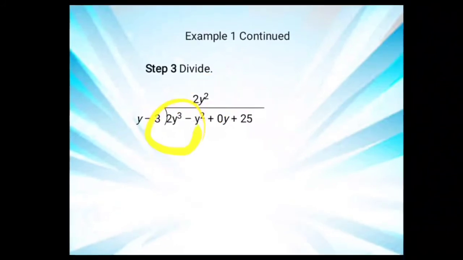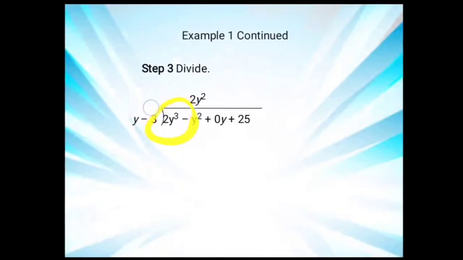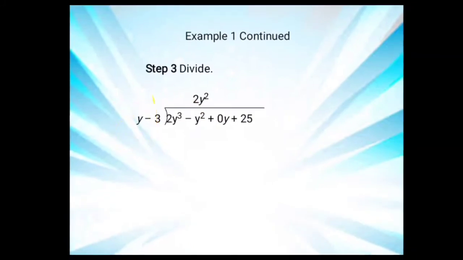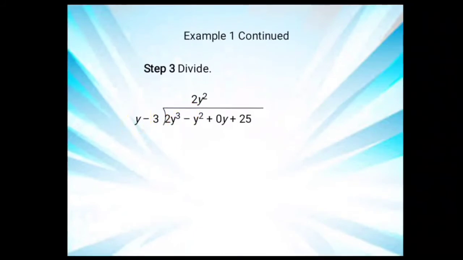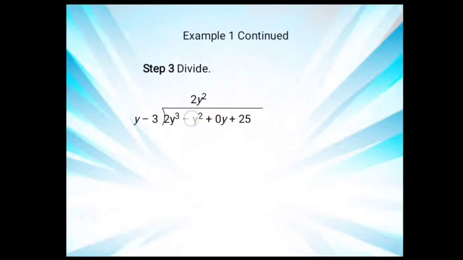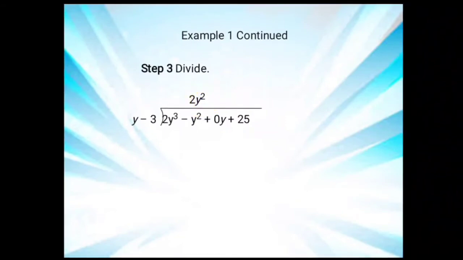Last time we discussed dividing monomials. So here, 2y cubed divided by y. First, let's divide the numerical coefficient. 2 divided by 1 is 2. Then y cubed divided by y is y squared, because we subtract their exponents. 3 minus 1 is 2. That's why the exponent on our quotient is 2. So our first term on the quotient should be 2y squared.